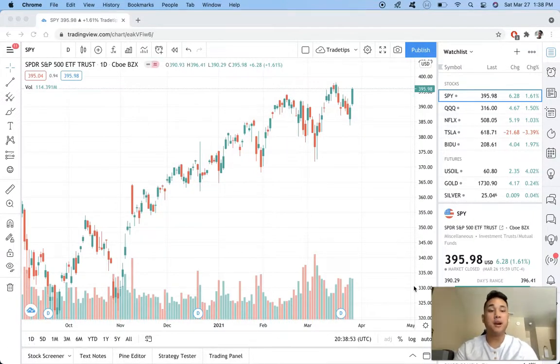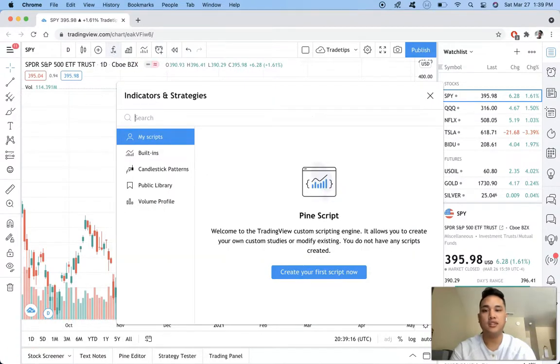Today we're going to be talking about moving averages and how we can use them to make trading decisions based off of them. Right here we're going to start by looking at the S&P 500 using the ticker symbol SPY. And in order to set up the moving averages, we're going to have to come up here on the top left section where it looks like FX and it says indicators and strategies.